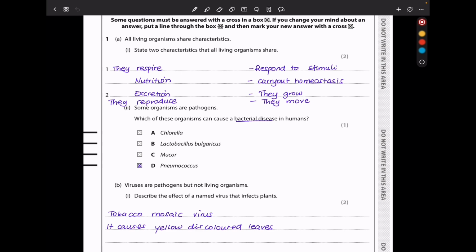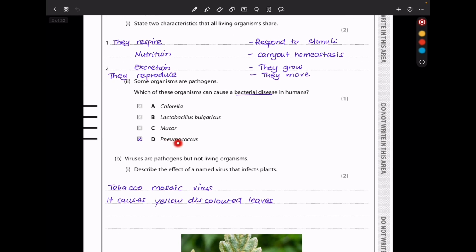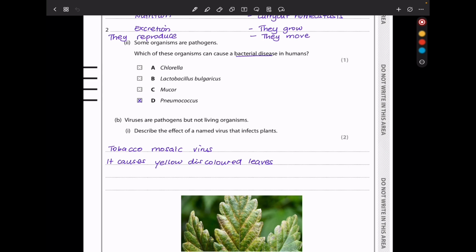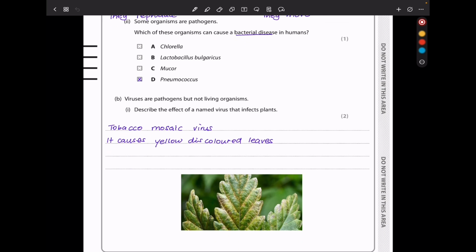The next part says, some organisms are pathogens. Which of these organisms can cause a bacterial disease in humans? This is pneumococcus. And in part B, viruses are pathogens but not living organisms. Describe the effect of a named virus that infects plants. Tobacco mosaic virus infects plants. And an example of the symptoms is it causes yellow discoloration in the leaves, and this is what we can see here.